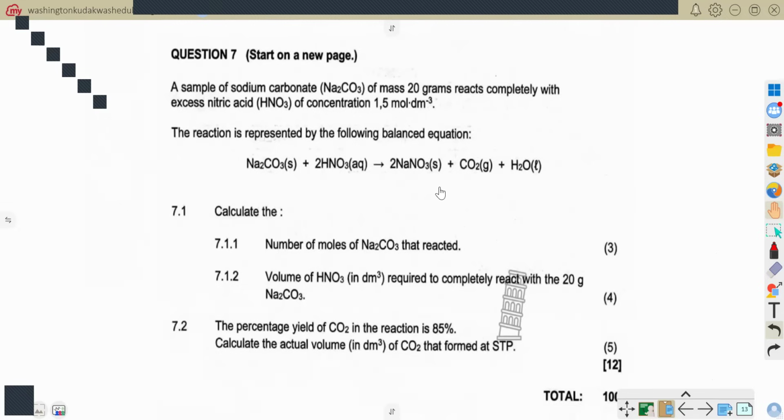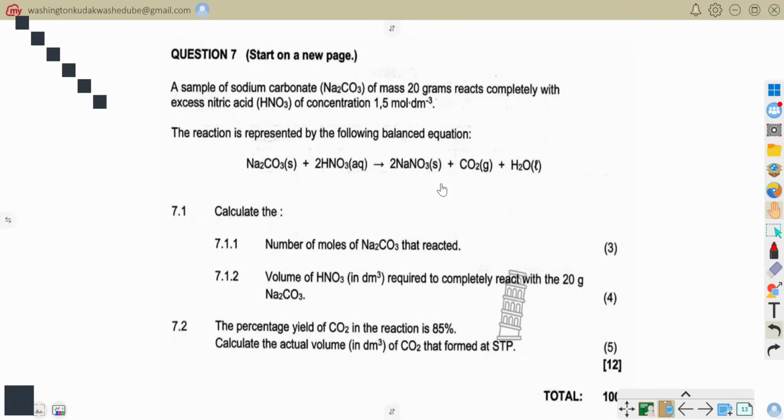Now I have got question number 7. Question number 7 is saying a sample of sodium carbonate of mass 20 grams reacts completely with excess nitric acid of concentration 1.5 moles per decimeter cubed. The reaction is represented by the following balanced equation. 7.1 is saying calculate the number of moles of sodium carbonate that reacted and also calculate the volume of nitric acid in decimeter cubed required to completely react with the 20 grams of sodium carbonate.